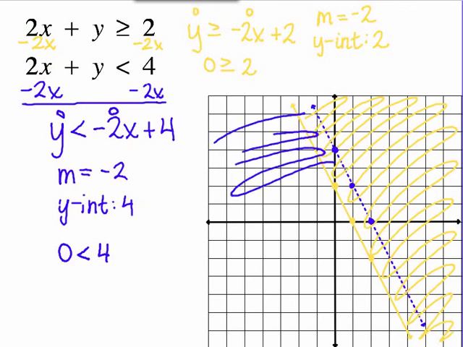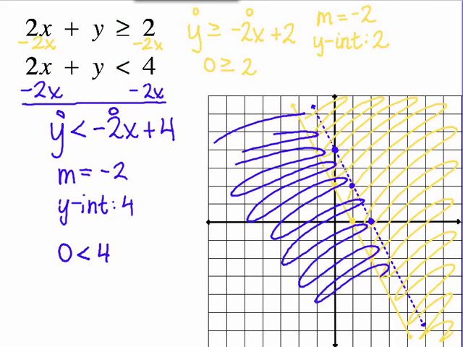So do you already see where they're going to intersect? Yeah. Right, where they intersect is actually going to be in the middle. So you're going to have a solid line right here, and then you're going to have a dashed line right here. And the solution is going to be the area in the middle.